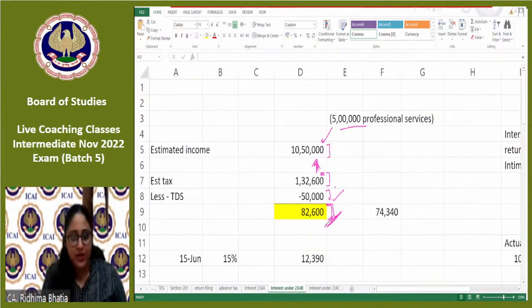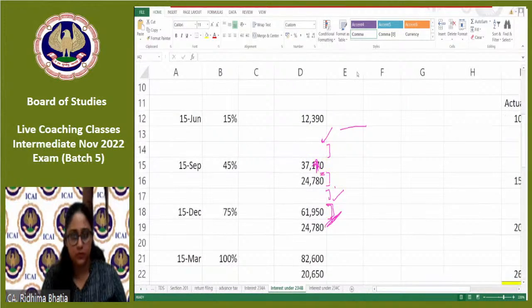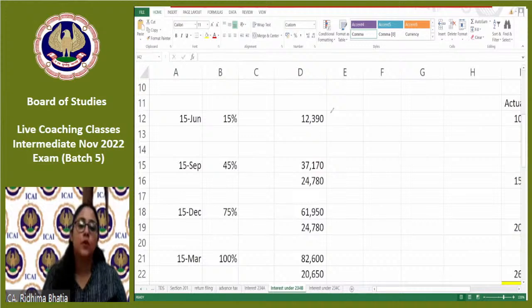I have to deposit the advance tax, correct? What are the installments? 15%, then 45%, then 75%, and then 100%. So these are the amounts which I have to deposit, and this has to be deposited up to the dates, correct? This is what the scenario has to be, right?